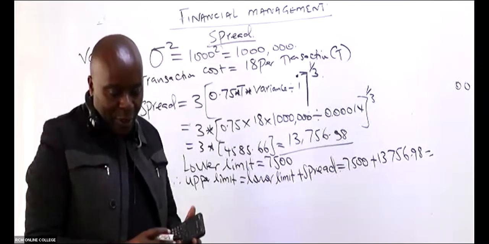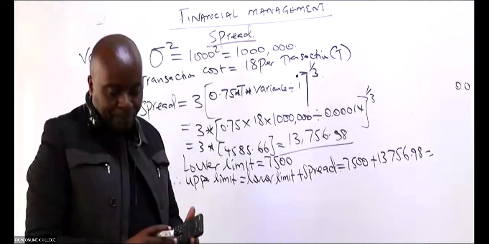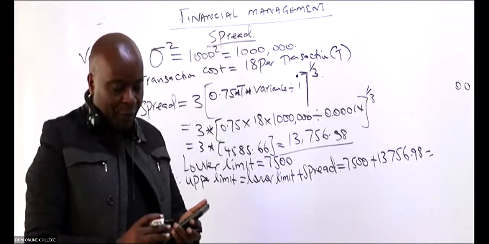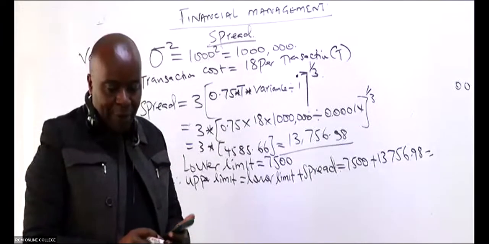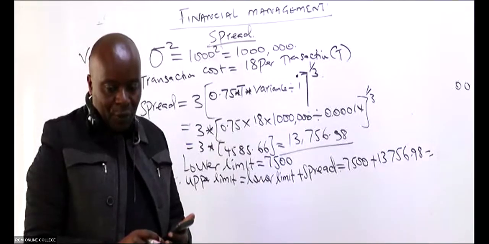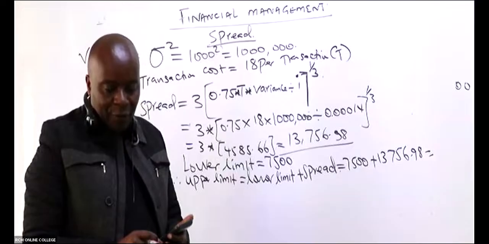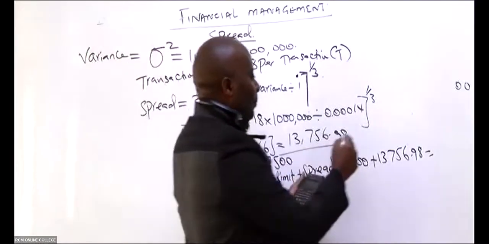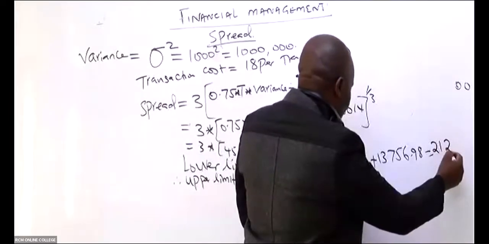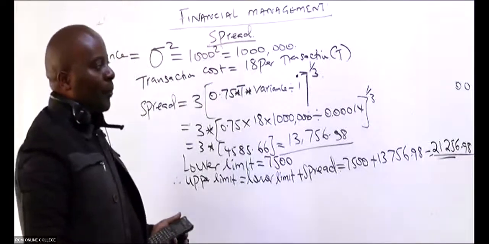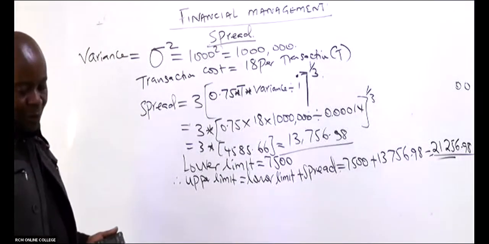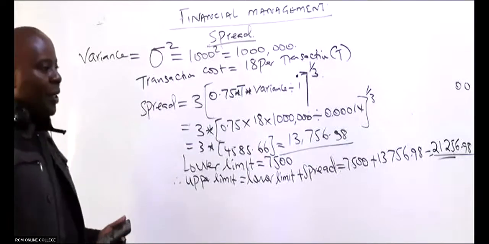What number are we able to get there? So 7,500 plus that, 21,256.98. And then number 3, they wanted us to give them the return point.